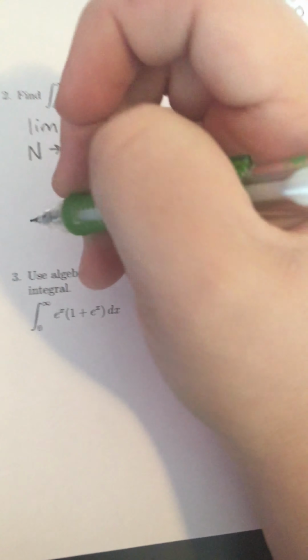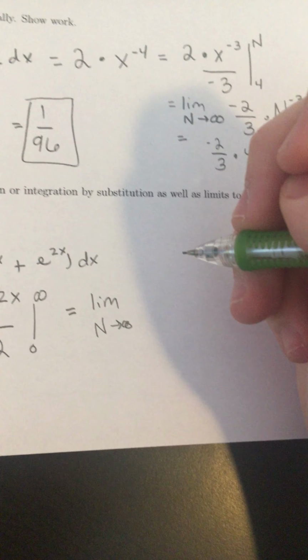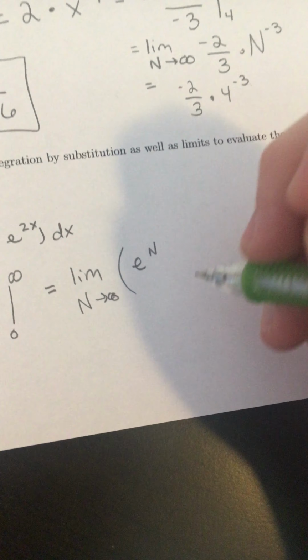and then equals the limit of n to infinity, and then we go e, put that in parentheses, e to the n plus e to the 2n over 2 minus e to the 0 minus e to the 0 over 2.